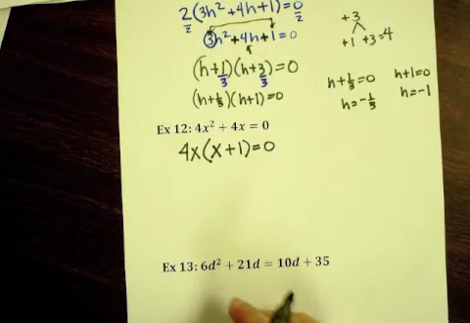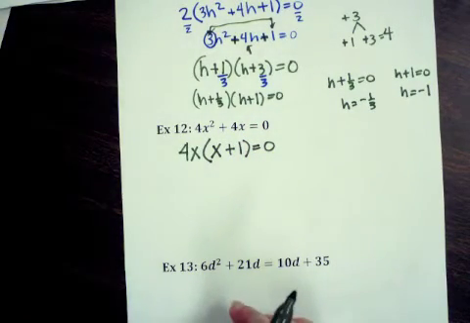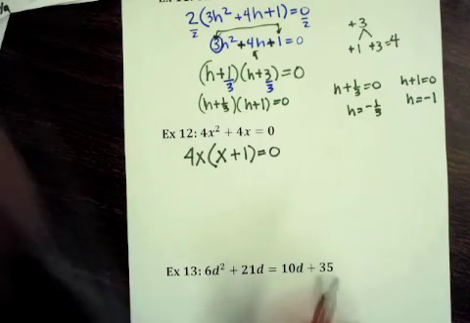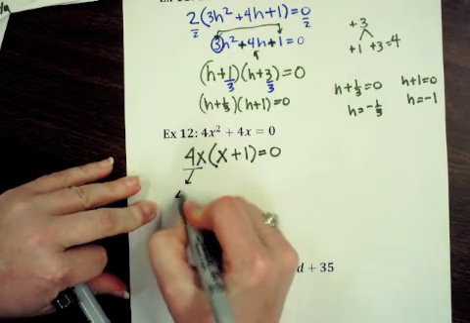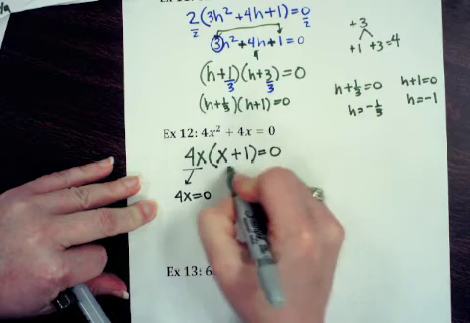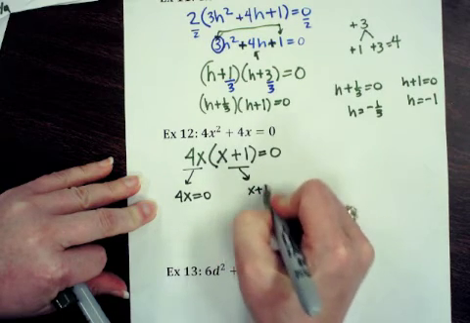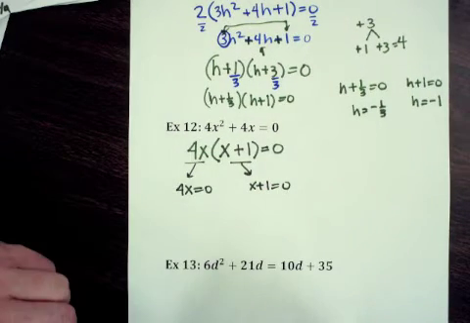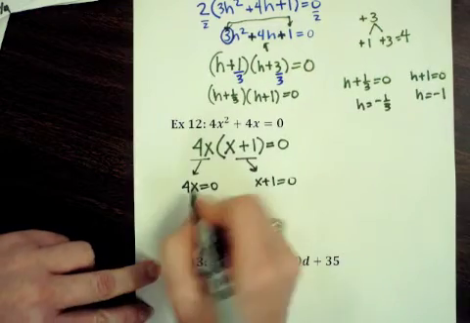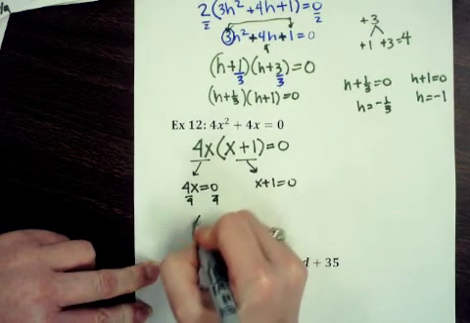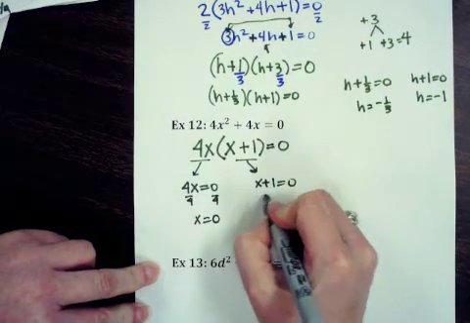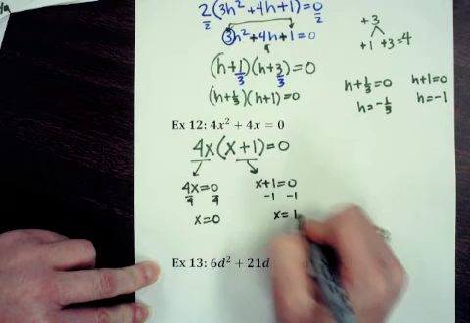And notice this one looks like example 5, where we just set 4x equal to 0 and x plus 1 equal to 0. And what are my two answers? X equals 0 and x equals -1.